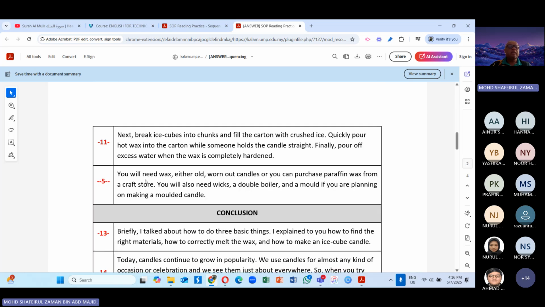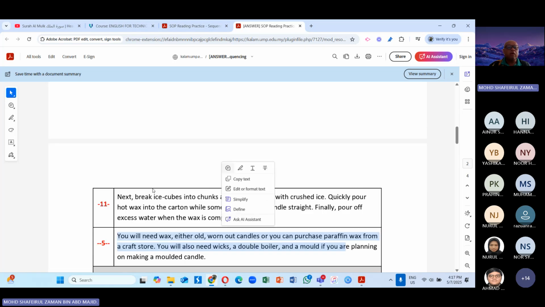All right. So you will need wax, either old worn out candles, or you can purchase paraffin wax from a craft store. Remember that you have to find the right tools, the right materials. Okay, materials and tools first. Okay, so why not this one?